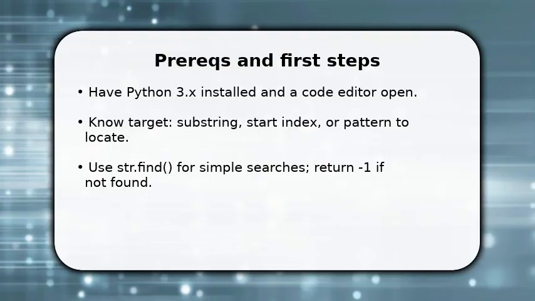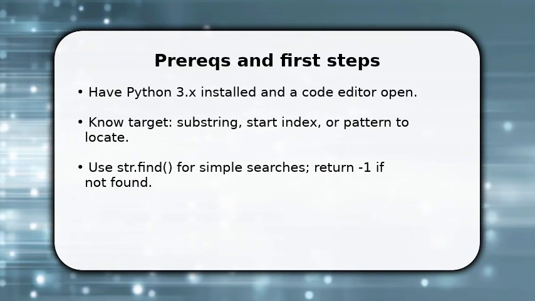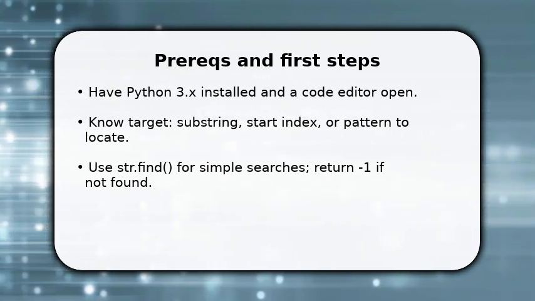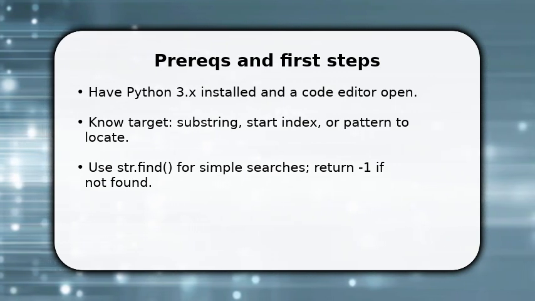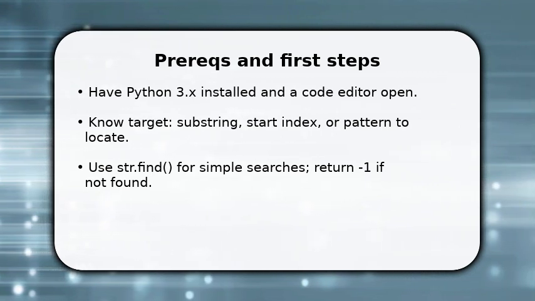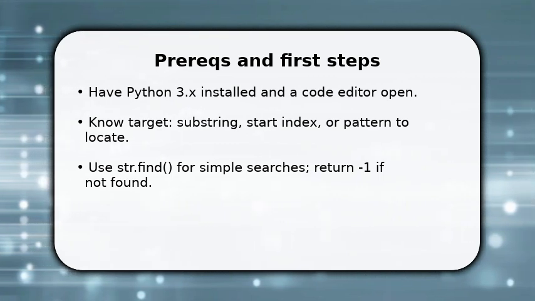You start by confirming Python 3 is ready and your file loaded. Open the string or data you want to search and define the exact target value. Use str.find(target) as the first actionable call because it returns the index of the first match or -1. That tells you immediately whether to proceed.